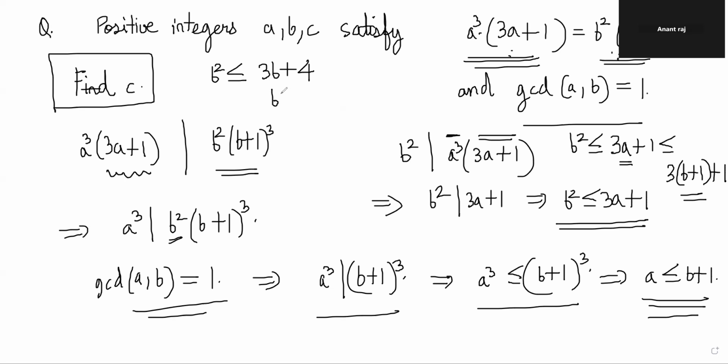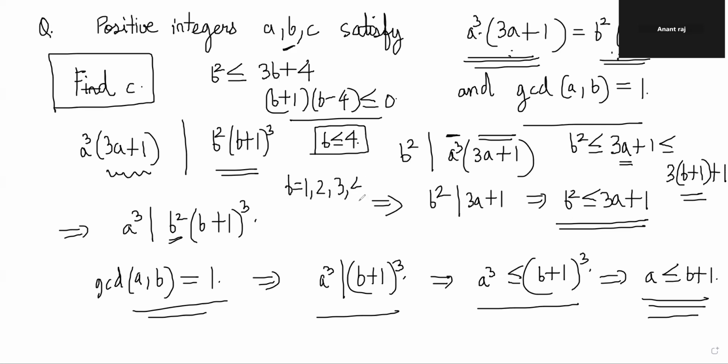So this can be factorized: b plus 1 into b minus 4 is less than or equal to 0. From where we get b is less than or equal to 4, right? It's also greater than or equal to minus 1. Correct? Now you just do all the cases for b being a positive integer. So you can take b is equal to 1, 2, 3, 4, right?